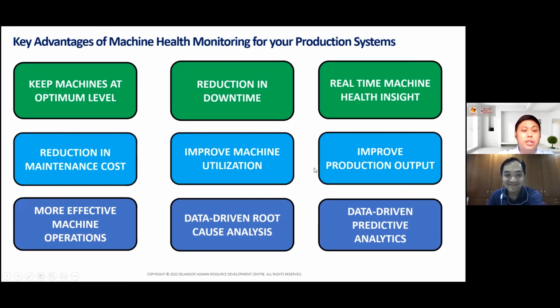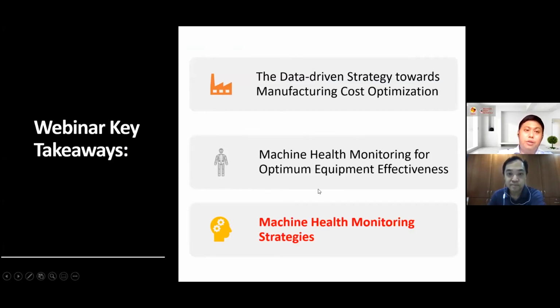Which is a bigger issue, right? Improve your production output, and identify more data-driven root cause kind of analysis. So therefore, by looking at all this, you're actually able to keep your machines running at optimum level, right? And therefore reducing your overall cost of downtime or losses. So how do we then utilize some of the methodologies or strategies to do machine health monitoring?